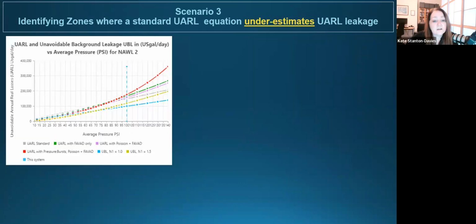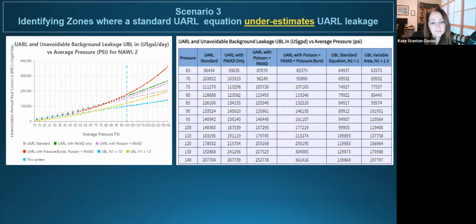If we take a look at the graph and the table again, on the graph on the left-hand side, we've got UARL volumes in US gallons per day. And on the x-axis, we've got average pressure in PSI. Again, you can see the general relationship between pressure and UARL volumes. And again, I'm showing you this table on the right-hand side.